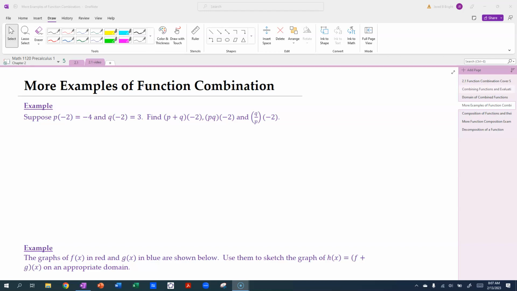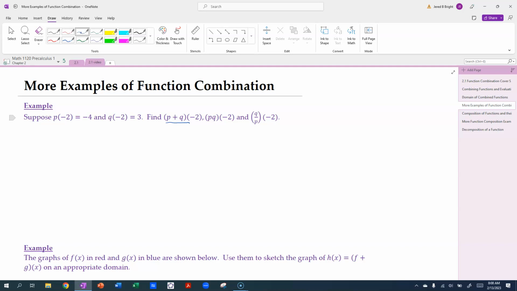Welcome, and we're going to look at some more examples of function combination. This first example is one of my favorites because the type of problem is called sparse data. It's called sparse data because we're given some data about the function, but not all the information. So we know some information about p and q when those functions are evaluated at -2, and we want to find what we get when we add them, multiply them, and divide them.